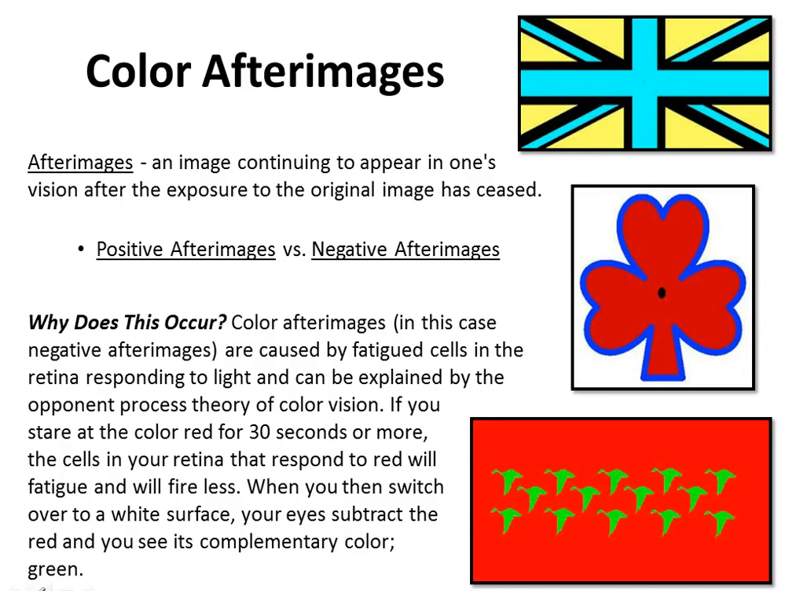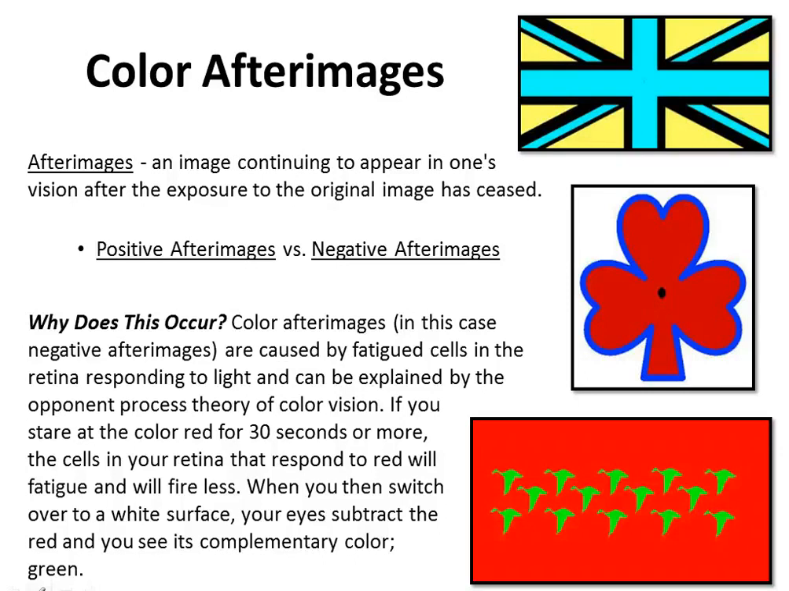Red and green receptors can't send messages about both colors at the same time. So you get a kind of interesting effect if you stare at red for a very long time, or blue for a very long time, or white, or so on. If you were to stare at the color red for about 30 seconds, or maybe a little bit more, the cells in your retina that respond to red are going to get fatigued, and they're going to fire less. So when you then switch over to a blank white surface, your eyes are going to subtract the red and you'll see its complementary color, that is green. All right, so we're getting these ideas of these opposing pairs, very much evidence of this opponent process theory.